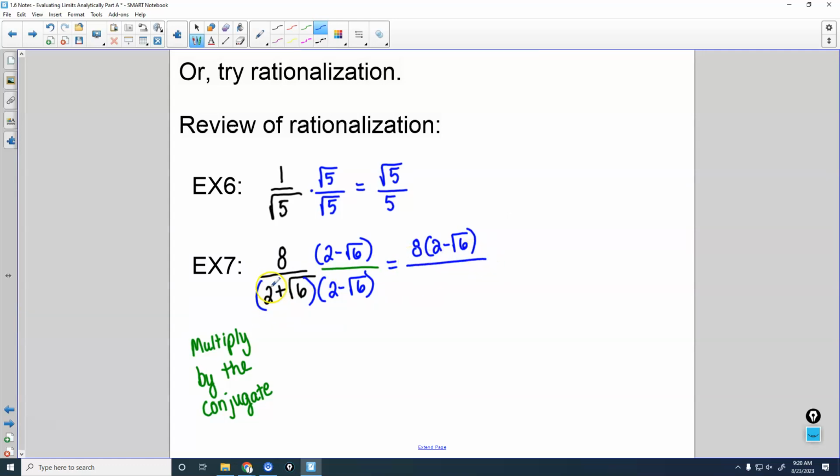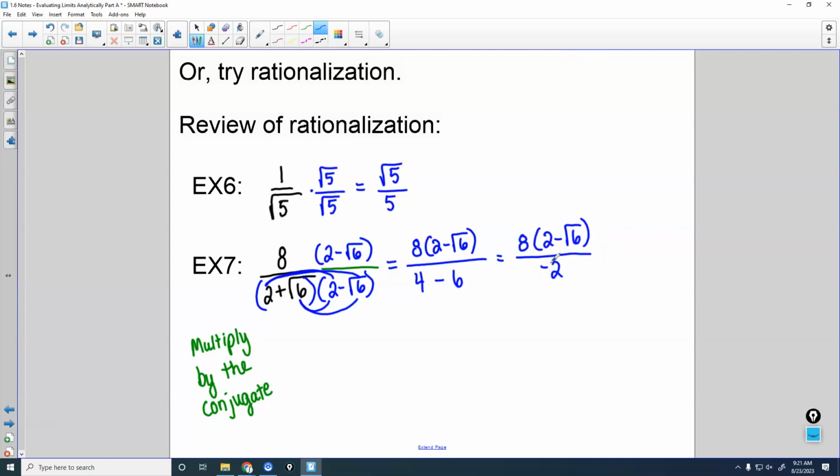But in the bottom, I would do 2 times 2, which is 4. I would do 2 times the negative square root of 6, but I would also do 2 times the positive square root of 6. And what happens with those middle terms when I do that? They cancel out, which is the reason we picked this in the first place, right, to get those roots to cancel out. And then I would do square root of 6 times negative square root of 6, which is going to give me negative 6. And so this would be 8 times 2 minus square root of 6 over negative 2.